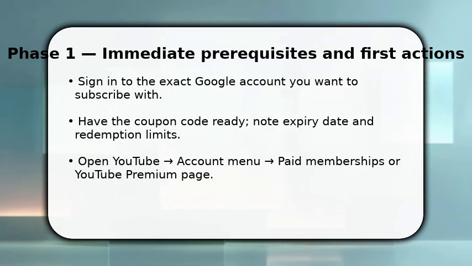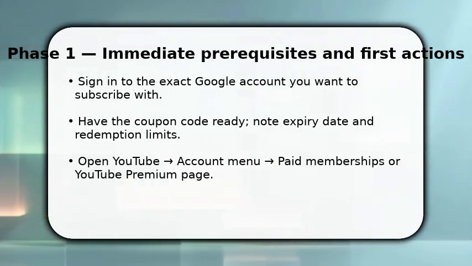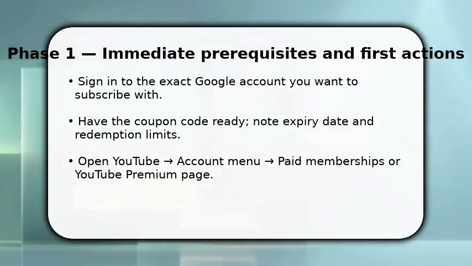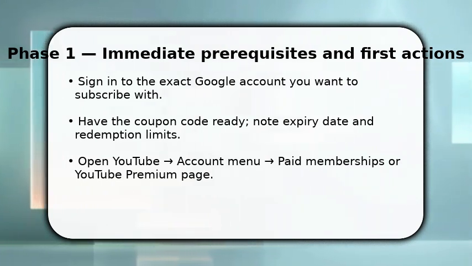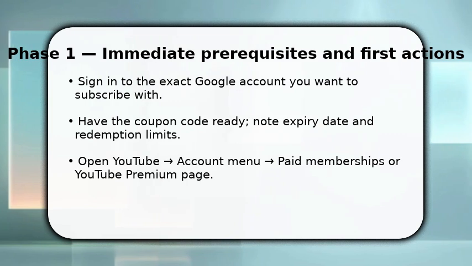You start by signing into the Google account you intend to use. This matters because coupons bind to accounts. Once signed in, locate the coupon and check expiry or redemptions. Make sure it's valid. Now navigate to YouTube's paid memberships or the YouTube Premium landing page.